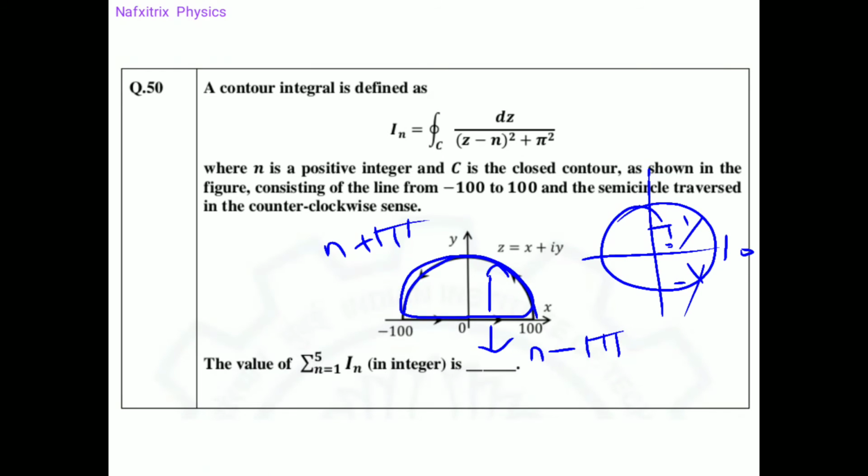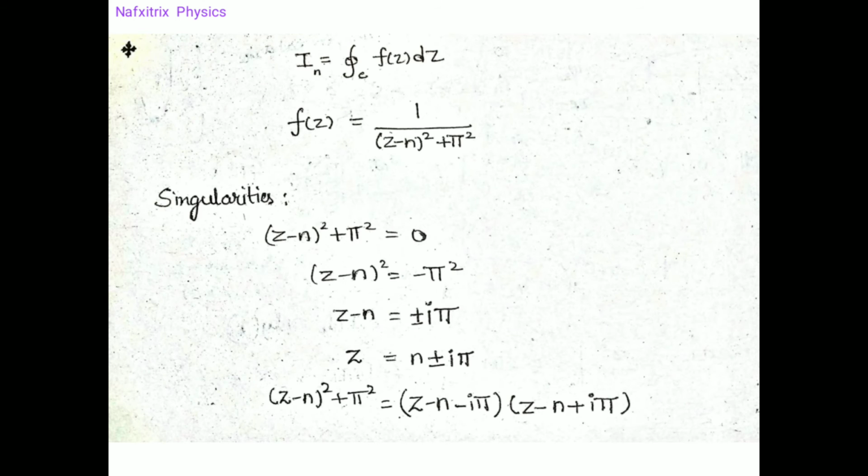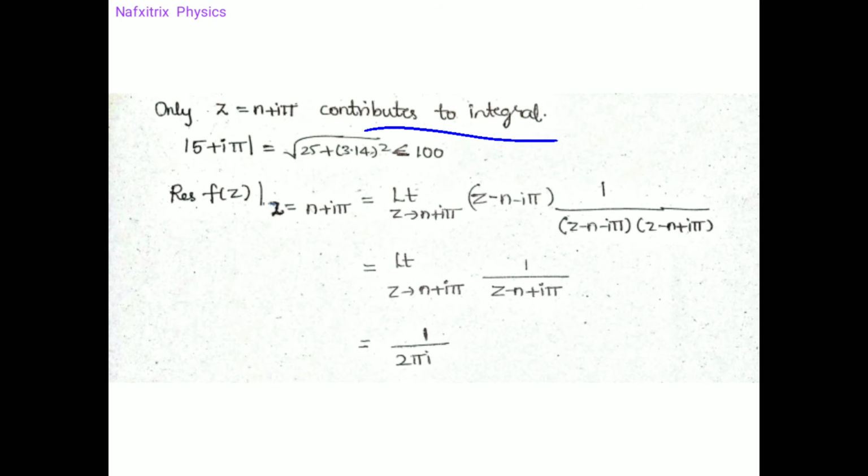So n is nothing but the real value that lies along the x-axis, and the i pi is the imaginary part that lies along the y-axis. So we need to eliminate n minus i pi for this reason. Another important thing we need to see here is that we need to find the integration. Here the contour is going from minus 100 to plus 100 only.